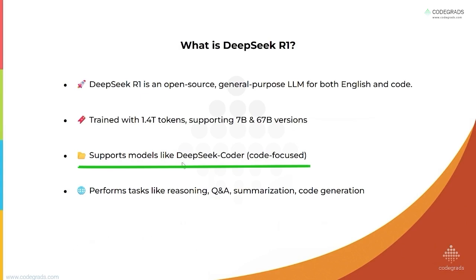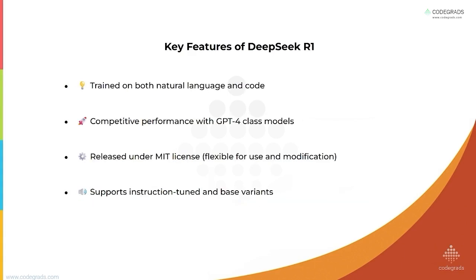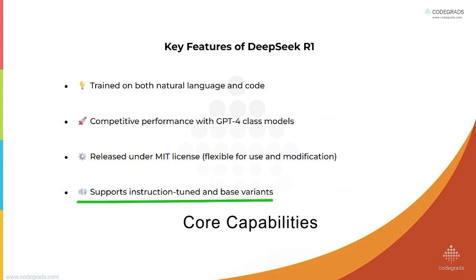Now it supports models like DeepSeek Coder, which is code focused, and we can perform tasks like reasoning, question answering, summarization, and code generation, which is generally done by other LLM models also. Moving on, the key features of Deepseek R1 are that it is trained on both natural language and coding, and it has very competitive performance with GPT-4 class models. It is released under the MIT license, it is flexible for user modification, and it also supports instruction-tuned and base variants. So these are the key features of R1.